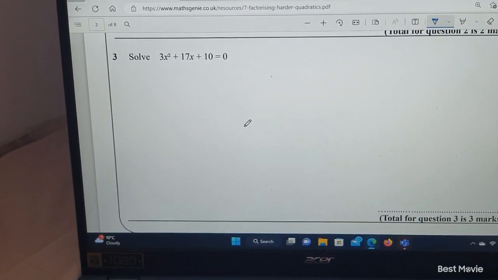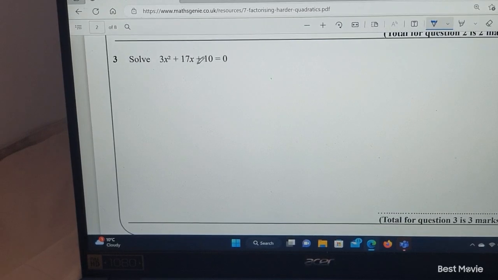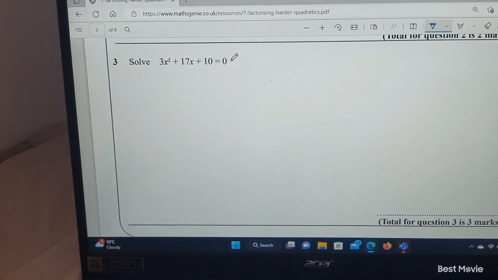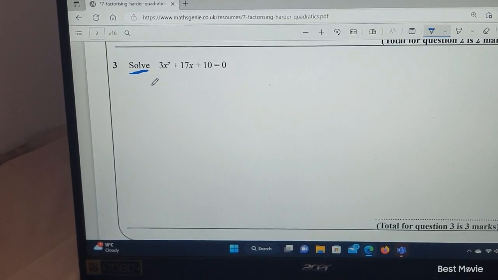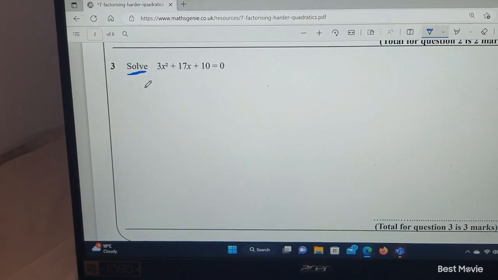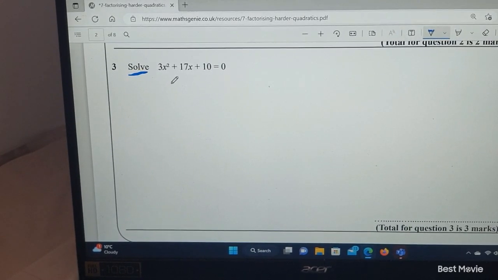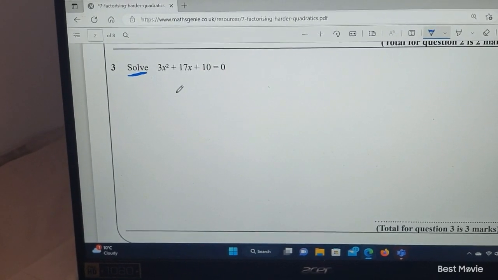Okay, next question. 3x squared plus 17x plus 10 equals 0. So this question is a solve. The only difference between this question and the last two that we've done is that we're going to go one more step, which I'm going to show you. However, you can try and factorize this.